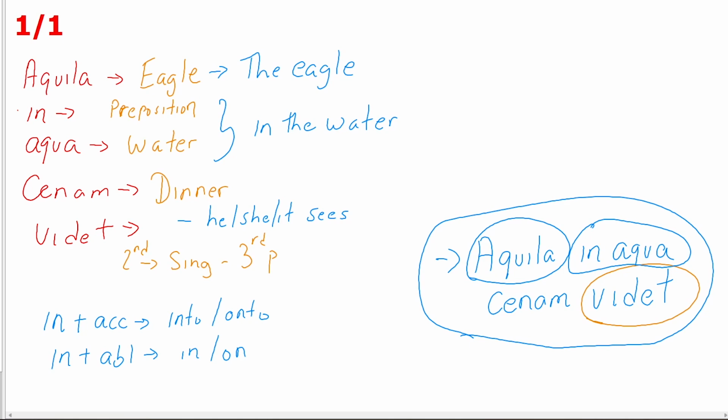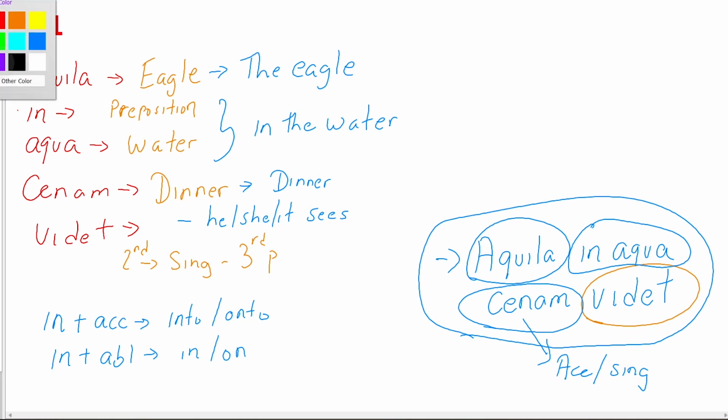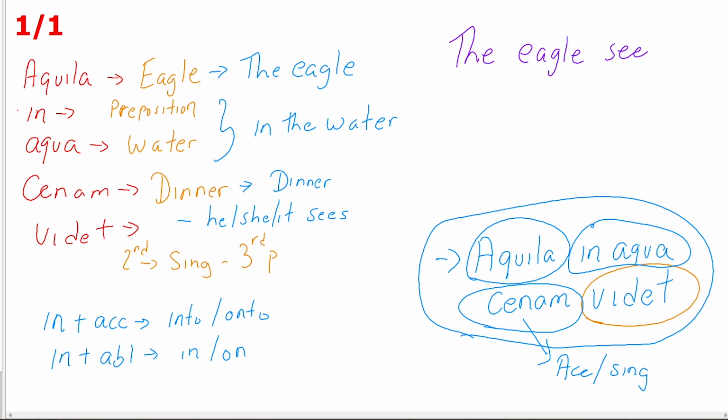Cenam is which case? Accusative. Singular. So this will be sees dinner. Okay. So how will we put the sentence together? The eagle sees dinner in the water. Is it clear? Yes.